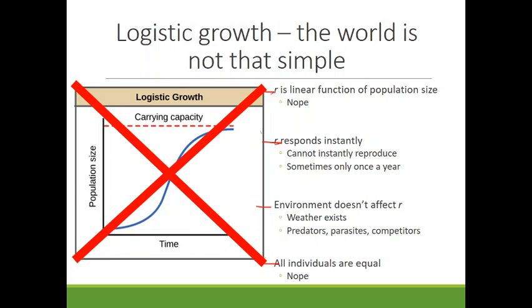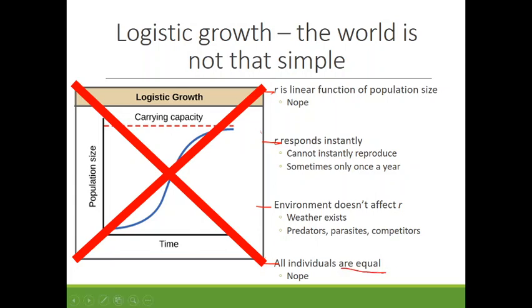oftentimes are synchronous with seasons, and they may only reproduce once a year. This also has nothing to say about the environment. But we know weather exists, right? There's other things out in the environment, so predators, competitors, parasites. So r does actually change quite a bit. And then this assumes that all individuals are equal, right? And we just know that is not true, right?